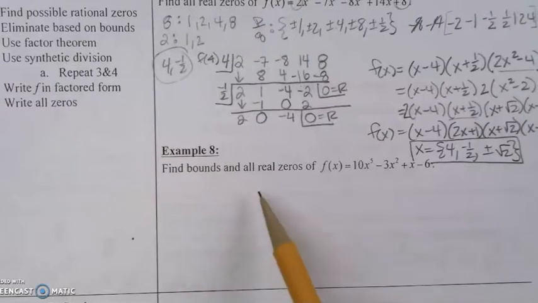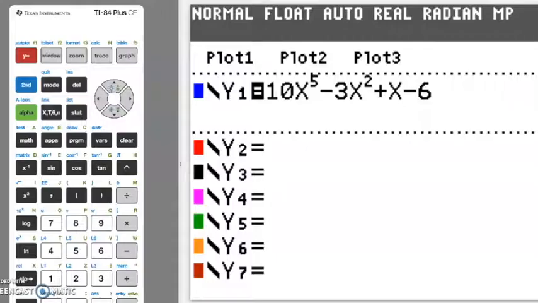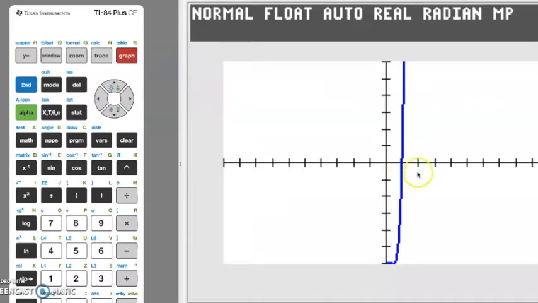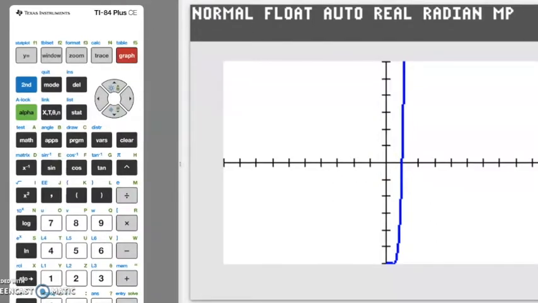Okay, example 8 combines example 6 and 7. I'd like you to try that on your own. Pause the video, and I'll put the answer. Okay, by typing the equation into the calculator, we get a graph that looks like this, which recommends our bounds to be maybe like 0 and 2. Remember, we can't have a lower bound that's greater than 0. It has to be non-positive. It has to be less than or equal to 0. So let's test our bounds at 0 and 2.